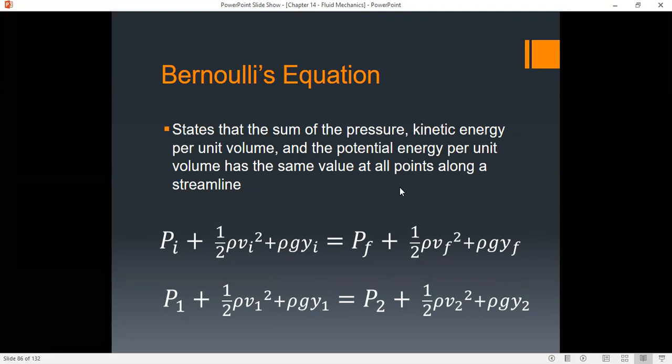Let's go through it. Okay, this is Bernoulli's equation. You can write it one of two ways. We can write it in terms of initial and final, or point one and point two. It's not really important how we write it out. What is important is that we're just consistent. It comes from conservation of energy because if we look at it, it's not so much the initial energy equals the final energy. It's more about the energy per unit volume, okay?